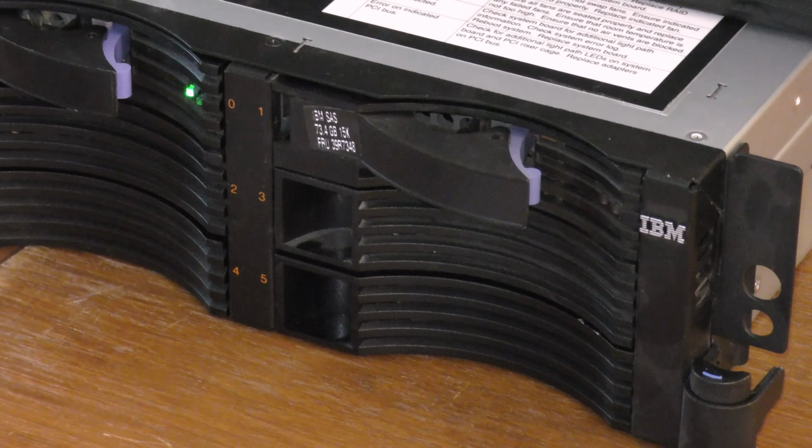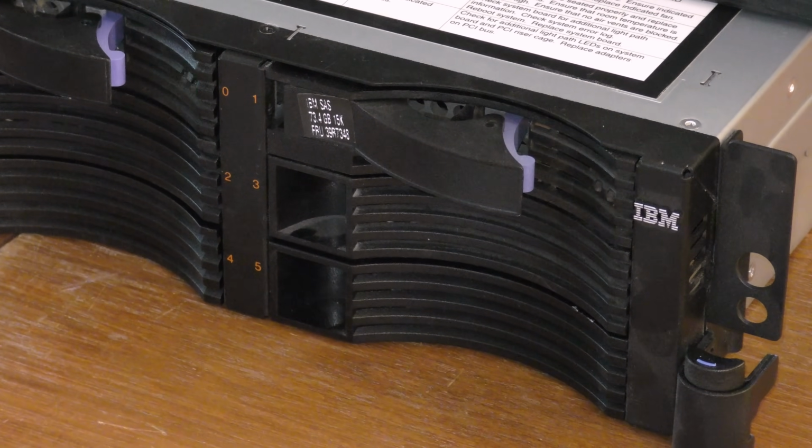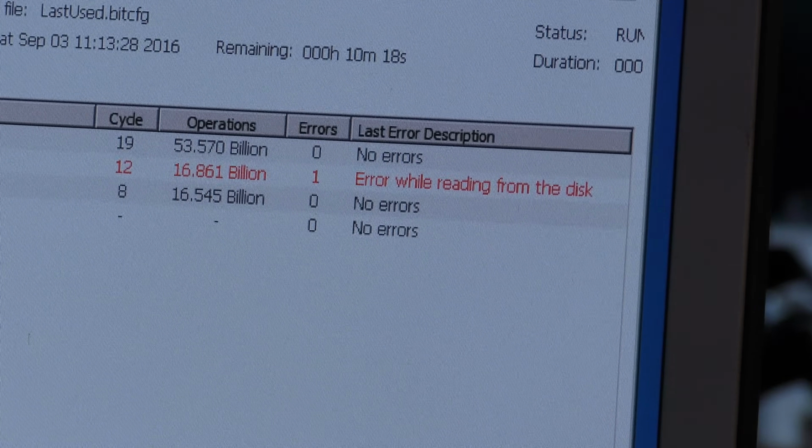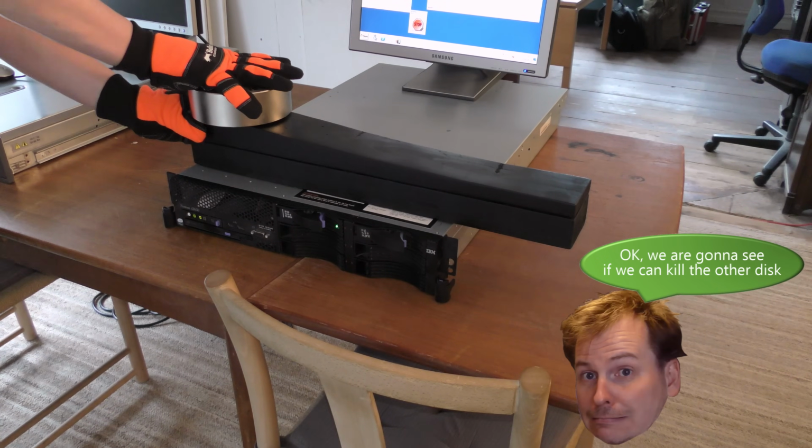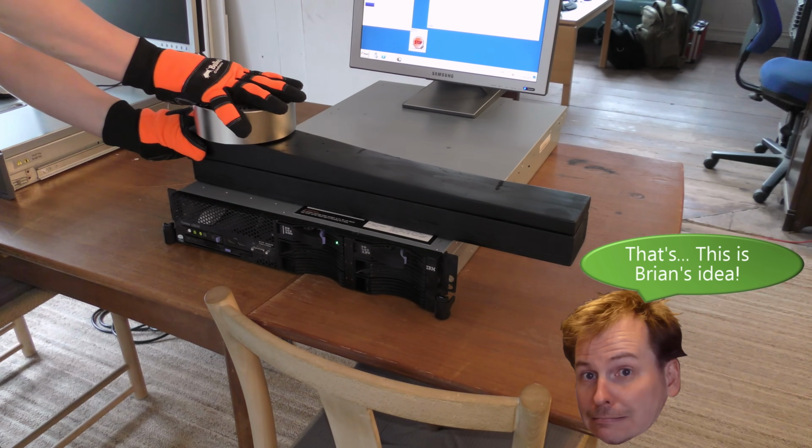We might actually already have an error. Okay, we have a failure up here. Error with reading from drive. Okay, we're gonna see if we can kill the other disk. This is Brian's idea.